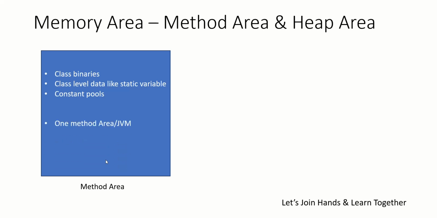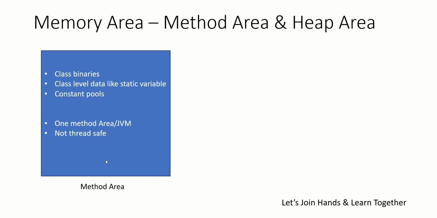And I already told you, each JVM will have only one method area. Java is a multi-threaded environment, right? It can have multiple threads running. So since the method area is single, multiple threads may try to access the same method area. If one thread is trying to write a particular class static variable and another thread is trying to access the same static variable, it may create a problem.